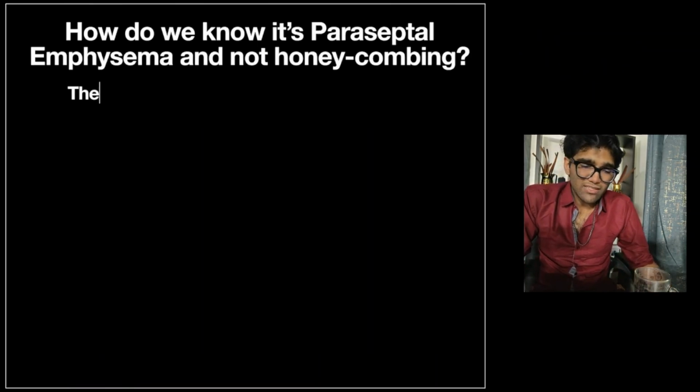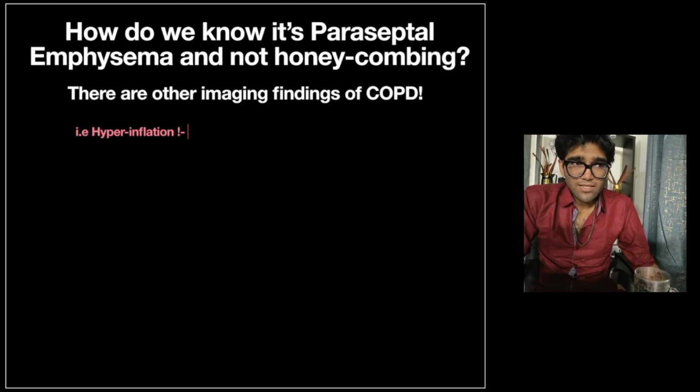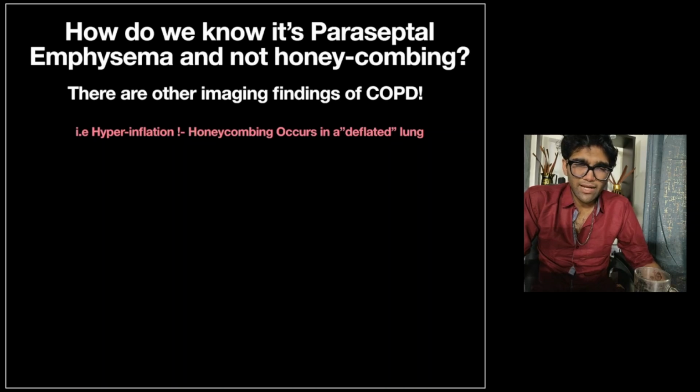Now, what is the difference between paraseptal emphysema and honeycombing? So essentially, they are exactly the same. Wouldn't they be the same? Yes. So honeycombing, as we've discussed, represents multiple cysts, usually with perceptible walls that are typically 2 to 10 millimeters in diameter and are present in 1 to 3 rows in a subpleural distribution.